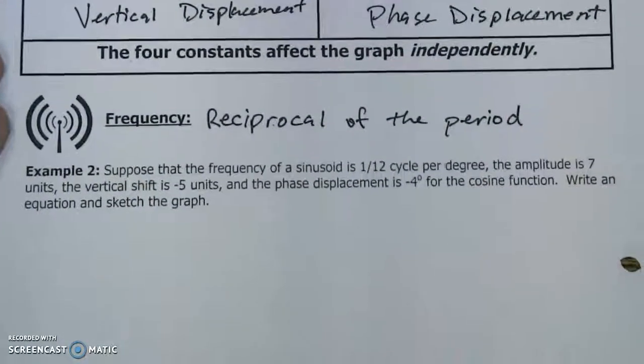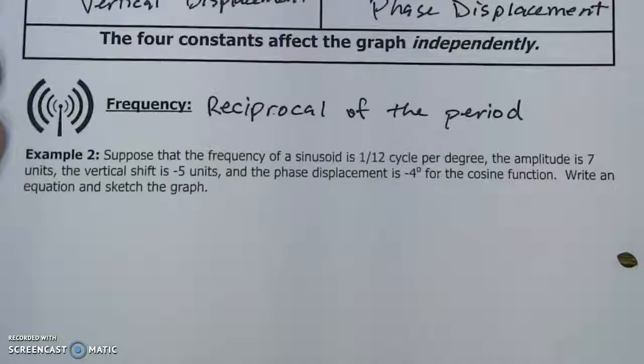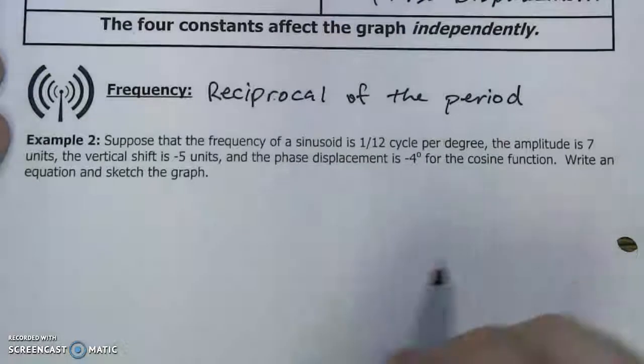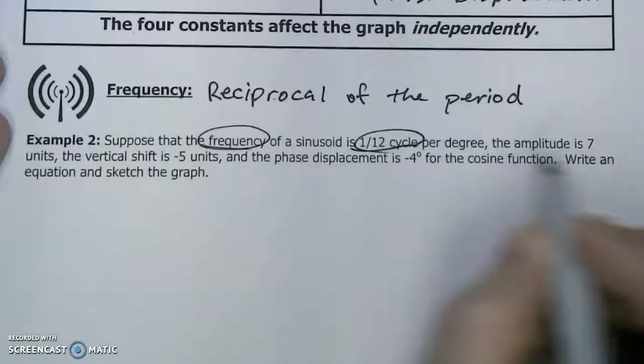So let's go ahead and take the information given to us in example 2 and make an equation and a graph out of it. Same type of problem we've been doing, just the information is given to us in a different way. So we've got the frequency is 1/12 of a cycle.